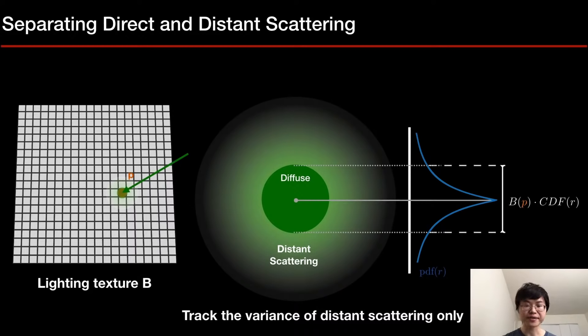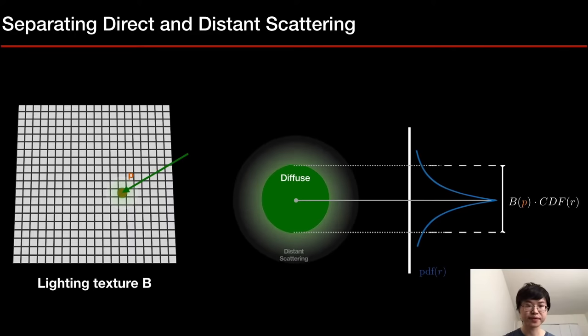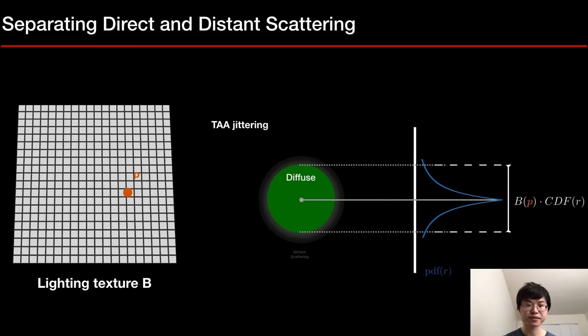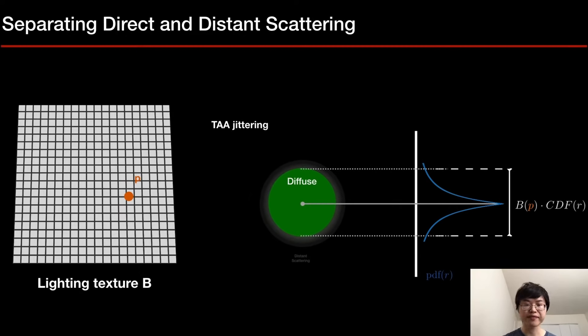The change of variance tracking has 2 implications. First, if the distant scattering energy is very small, we could actually ignore it and achieve 0 distant scattering samples in the same model. Second, TAA creates jitter samplings, which could bring variance even for diffuse. Separating the scattering and only monitoring the variance for distant scattering helps to remove sample counts due to jittering, like at the silhouette edge during stabilizing.